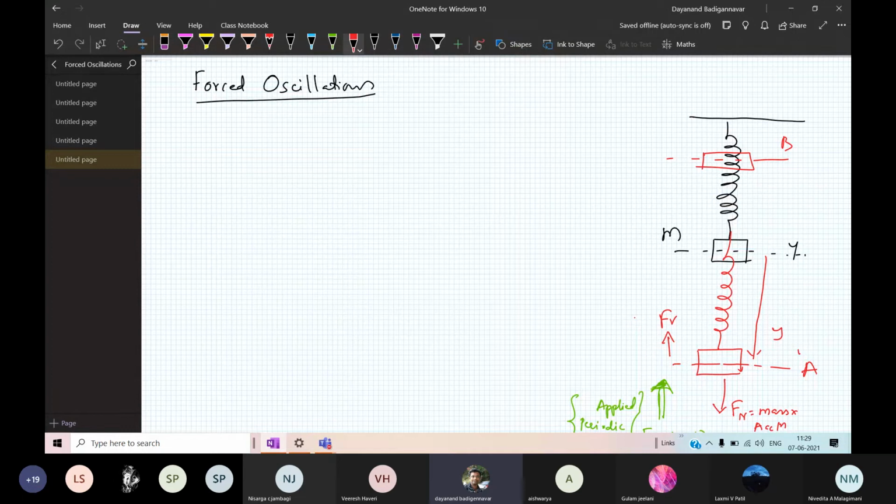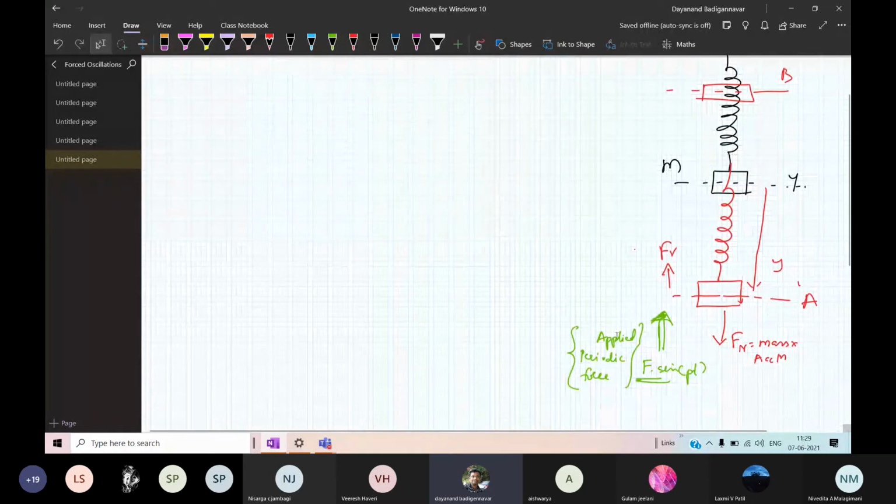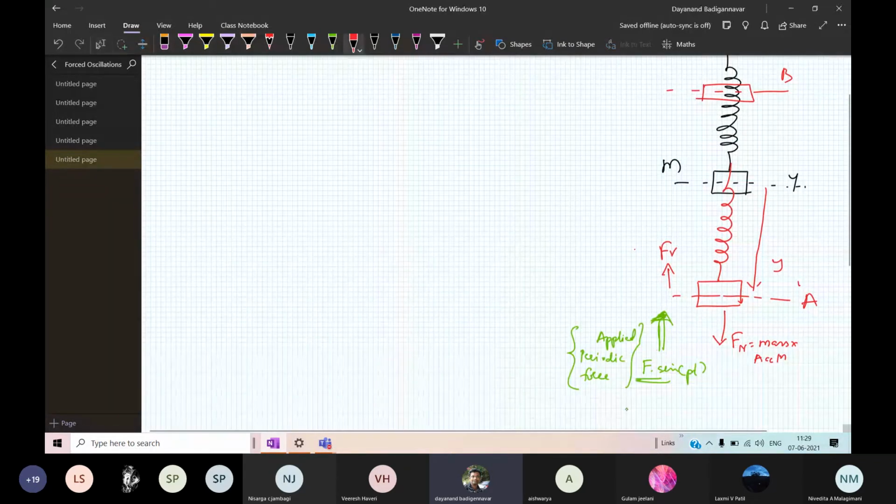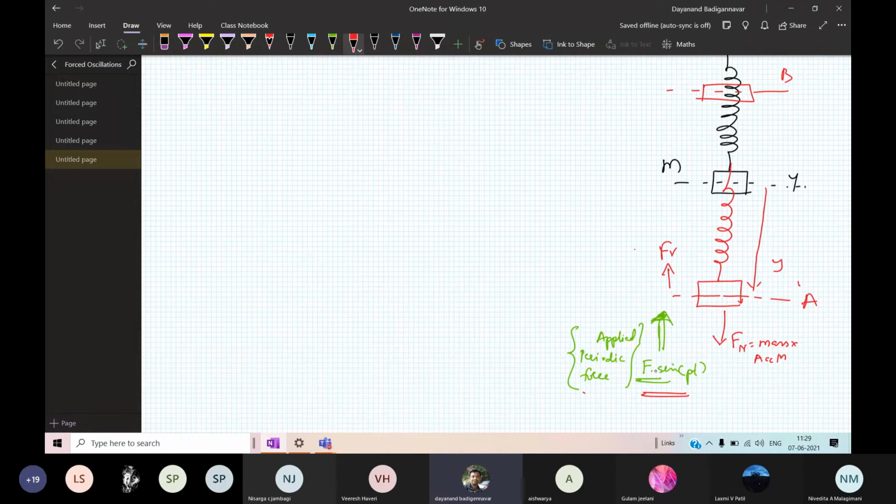Before it comes to a halt, I have to apply a force. The force is nothing but the periodic force. I have to apply this force in a periodic manner. Once I apply the force at regular intervals, the mass keeps on oscillating. This is the concept that I have.